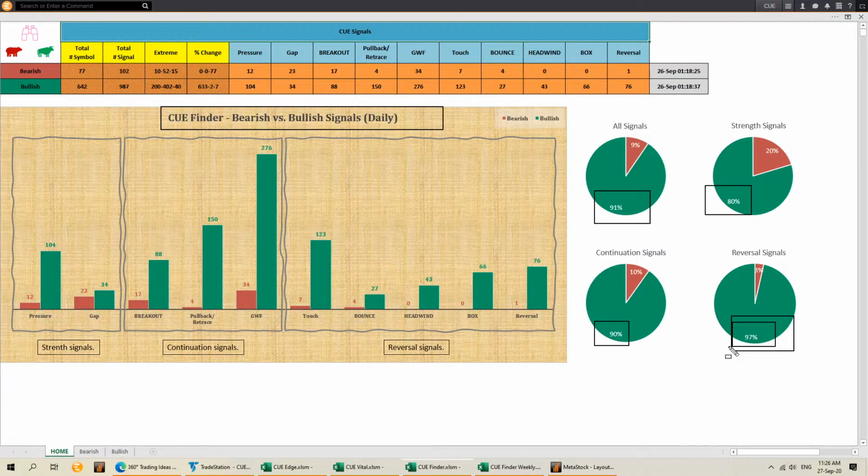This may be a time, if at all we are going to look for buying opportunities, we might look for them on Thursday and Friday using the reversal signals. Why don't we do that now?